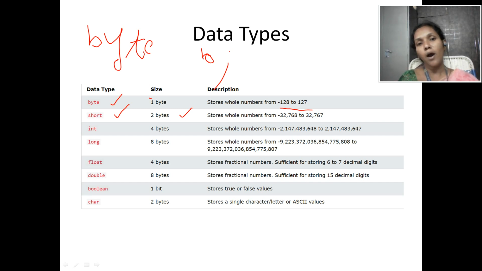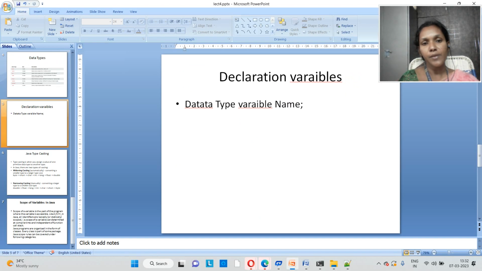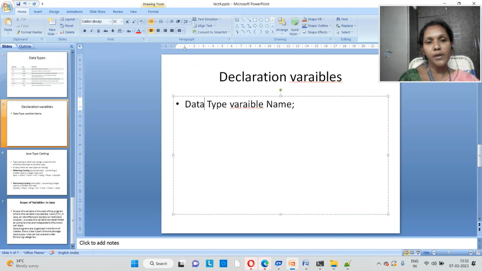Now, how can we declare variables? Whenever we declare variables, we need to specify the data type along with the variable name. Like this: int a, b.